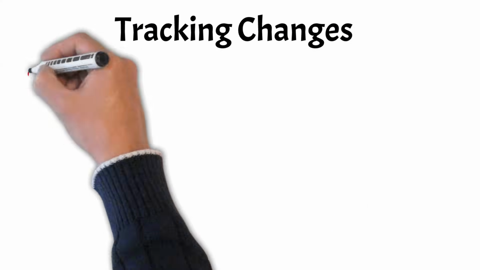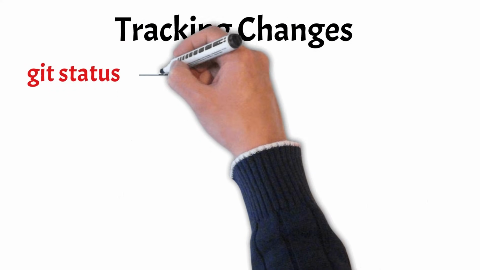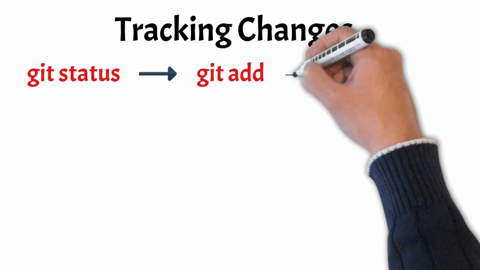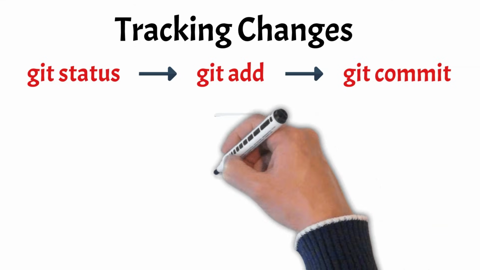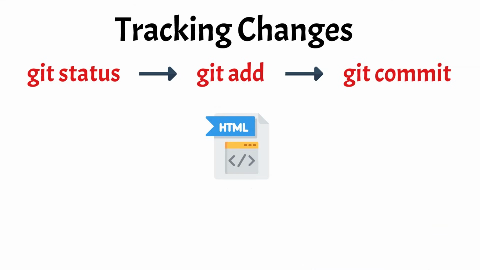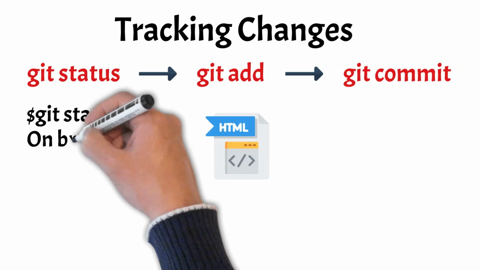Now it's time to talk about how Git actually keeps track of changes. This process revolves around three commands: git status, git add, and git commit. We'll start with git status. Let's say you've just created a file named index.html. When you run git status, Git shows you exactly what's going on inside your repository.